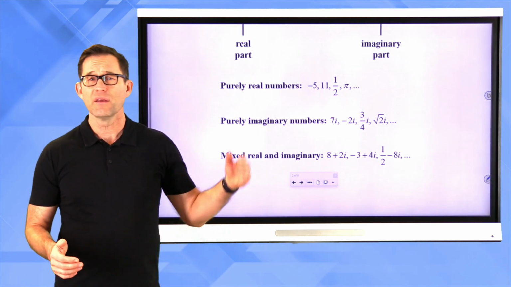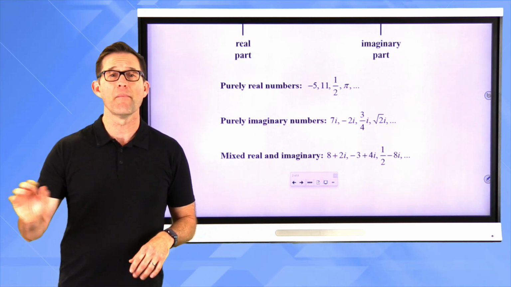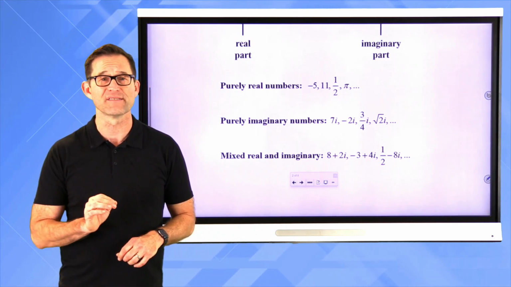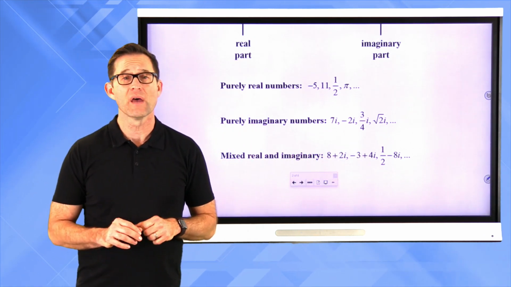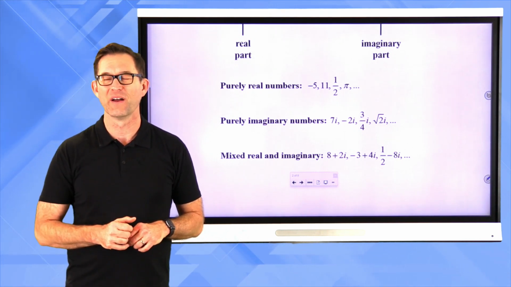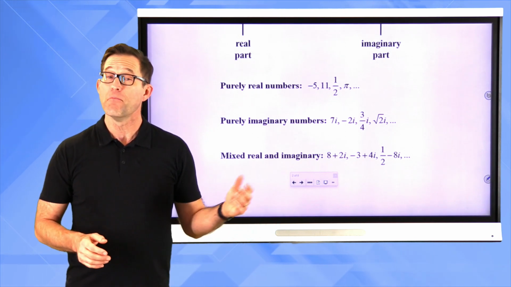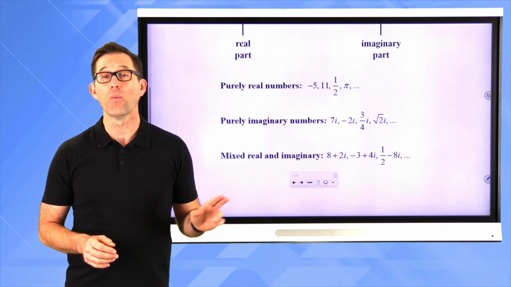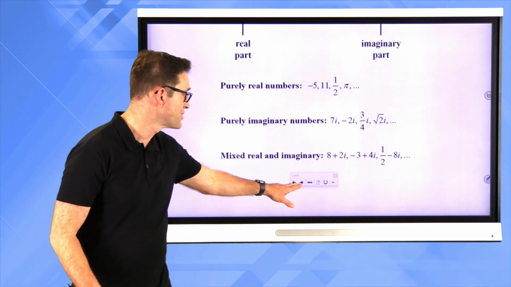Now again, if you're dealing with just purely real numbers, all that means is that you have a zero imaginary component. You have 0 i's added on. And if you're talking about purely imaginary numbers, you can think of that as having 0 ones added on, right? There are no real numbers that are added on. But we're going to be working today with mixed real and imaginary numbers, so truly complex numbers.